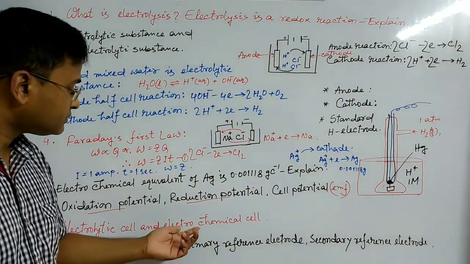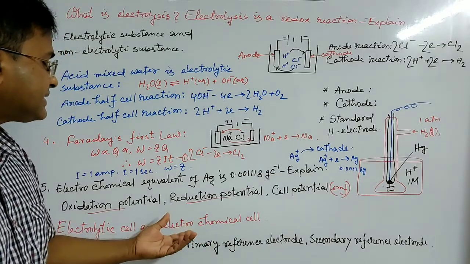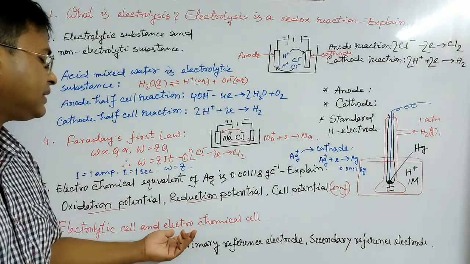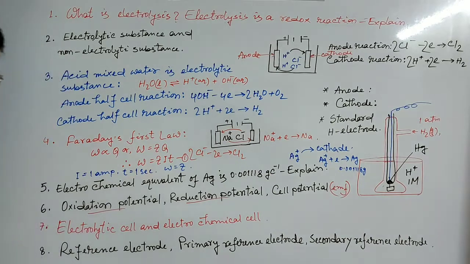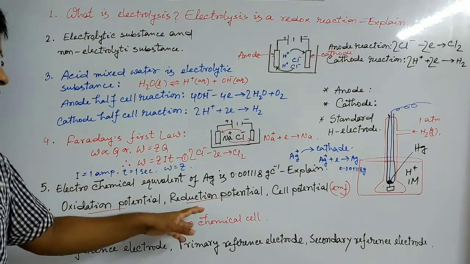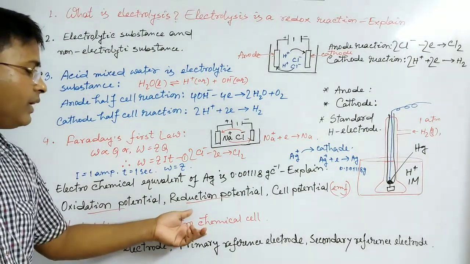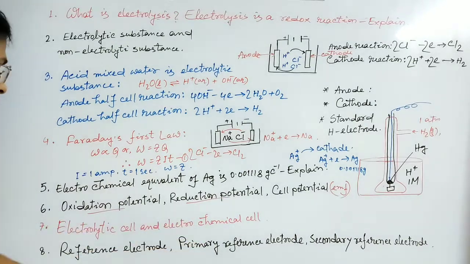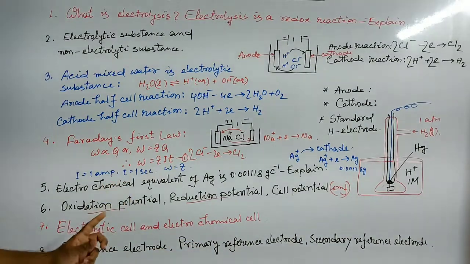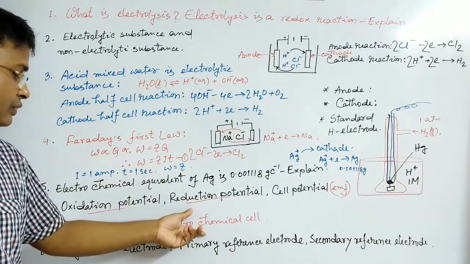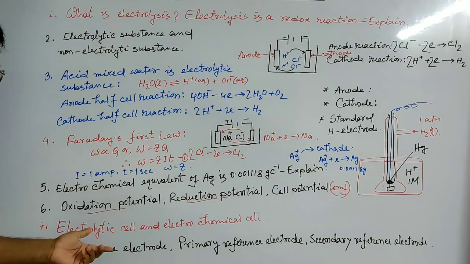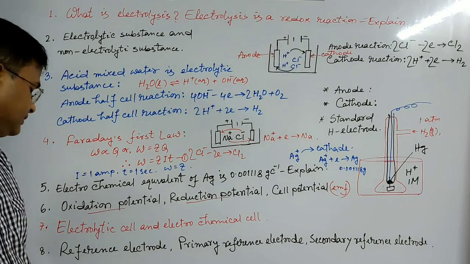But in the electrochemical cell, electricity is produced by the reaction of electrolytic substance in the cell. This is the main difference between electrolytic cell and electrochemical cell. In the electrochemical cell, one or more electrolytic substances are used, but in the electrolytic cell only one electrolytic substance is used. In the electrochemical cell, solvent is used, but in the electrolytic cell, no solvent is used.